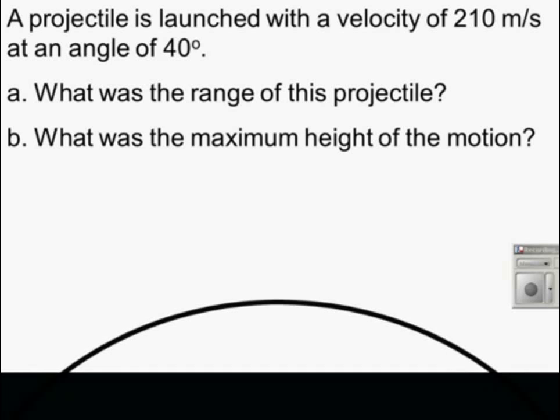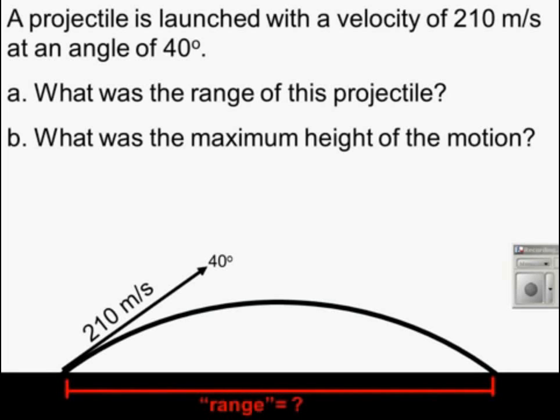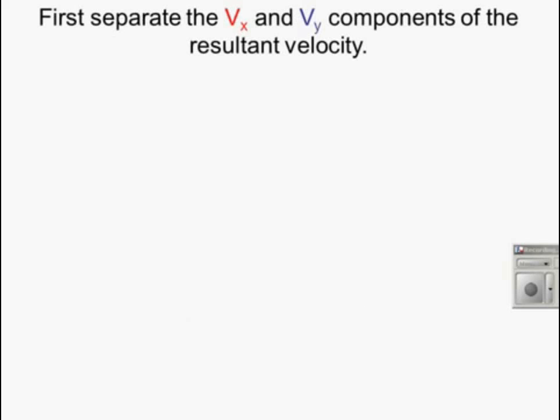So here is a diagram of that motion. There's 90 degrees, and this is about 40 degrees. Our hypotenuse, or our resultant velocity, is 210 meters per second. We're looking for the range. The range is the horizontal displacement. How far did it go to the right? That's what I'm looking for.